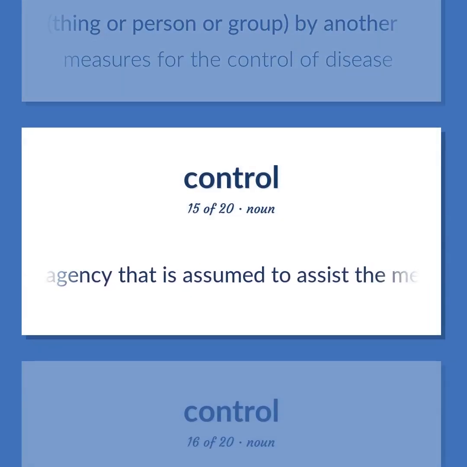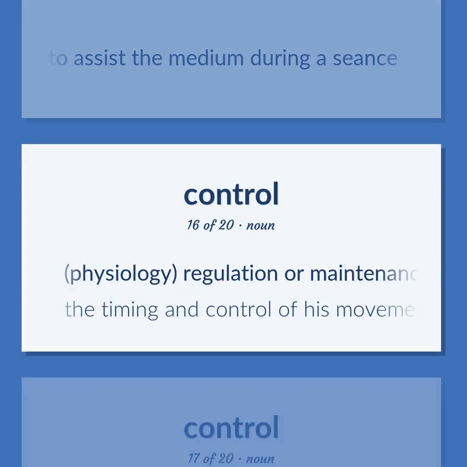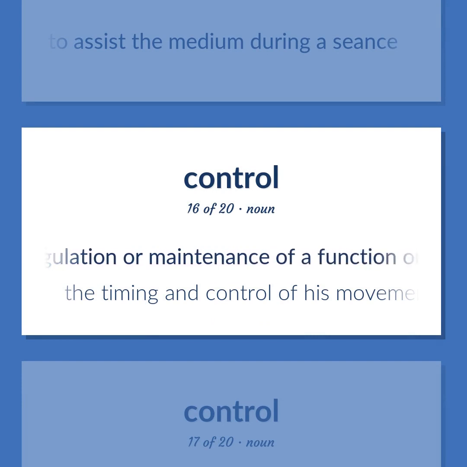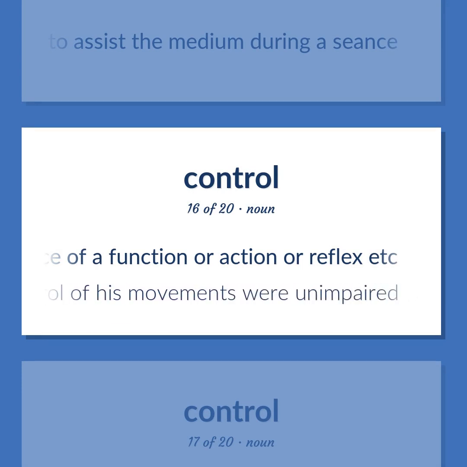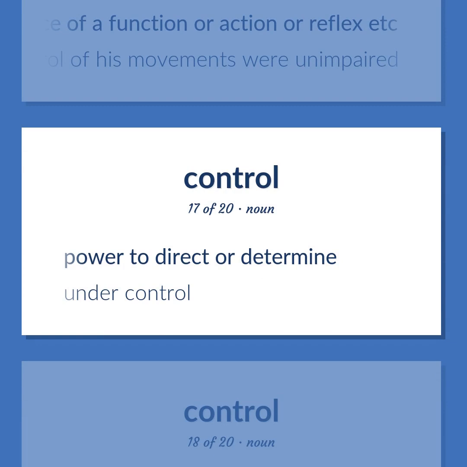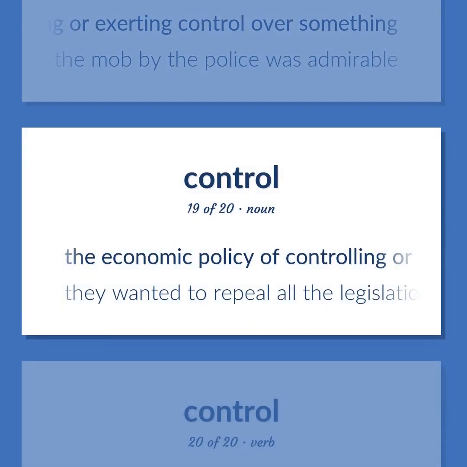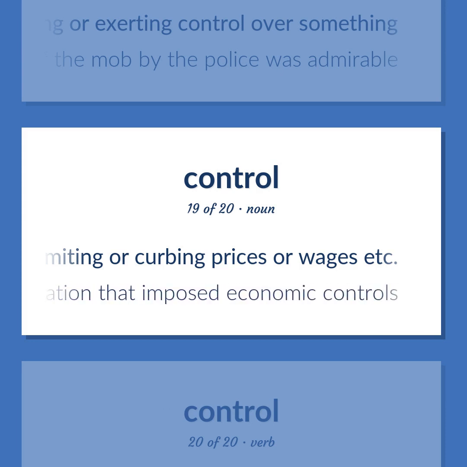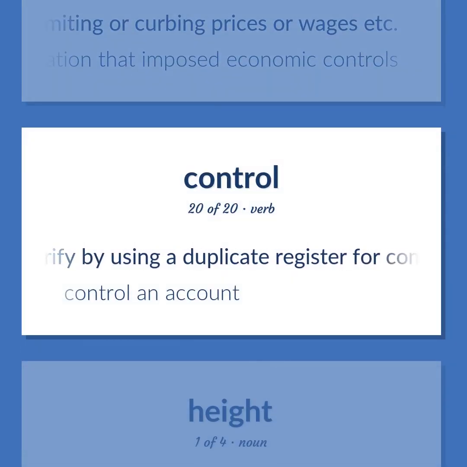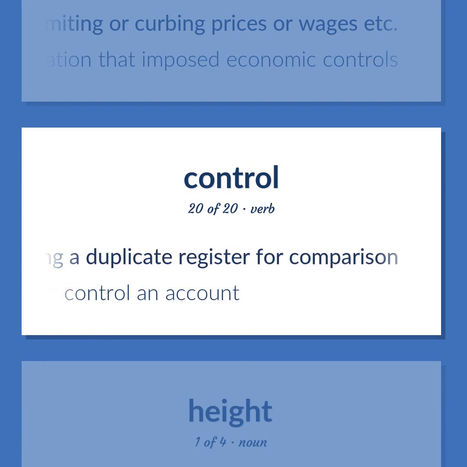A spiritual agency that is assumed to assist the medium during a séance. Physiology, regulation or maintenance of a function or action or reflex, etc. The timing and control of his movements were unimpaired. Power to direct or determine. Under control. The activity of managing or exerting control over something. The control of the mob by the police was admirable. The economic policy of controlling or limiting or curbing prices or wages, etc. They wanted to repeal all the legislation that imposed economic controls. Verify by using a duplicate register for comparison. Control an account.